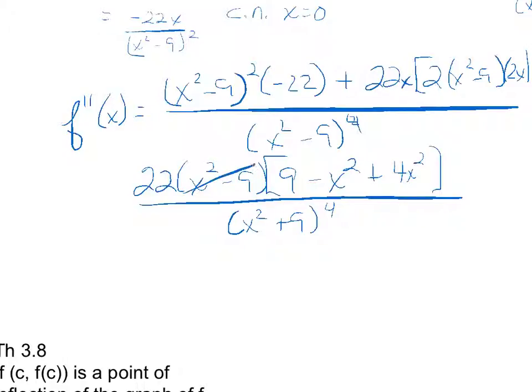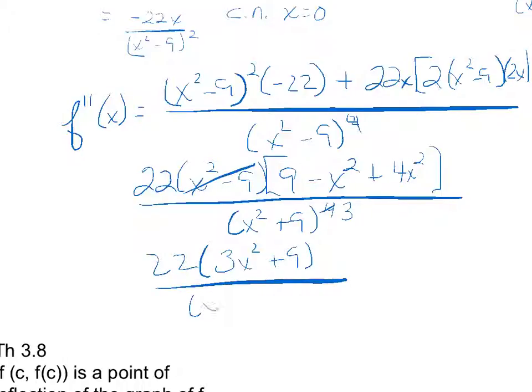This cancels with one of these, and we have 3x squared plus 9 times 22 over x squared minus 9 cubed. And that's our second derivative. What values would make the second derivative equal to 0?